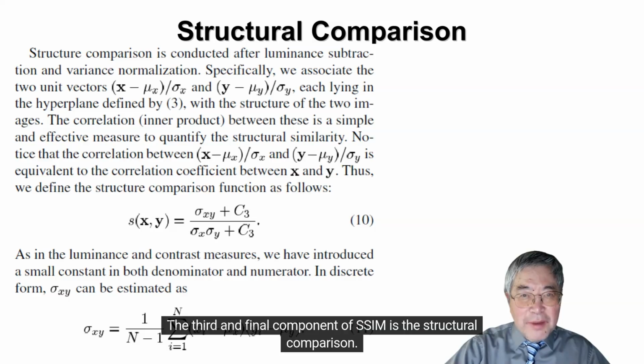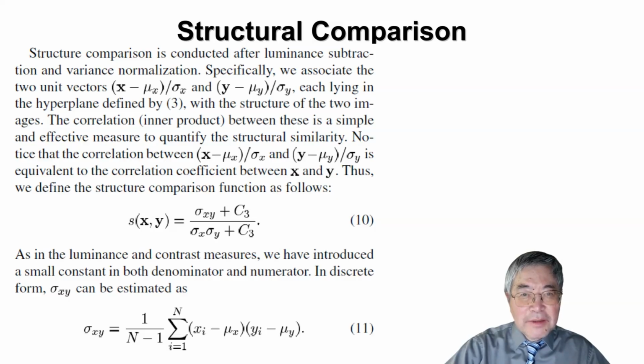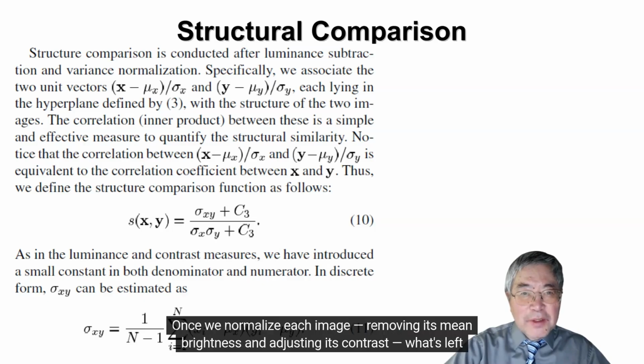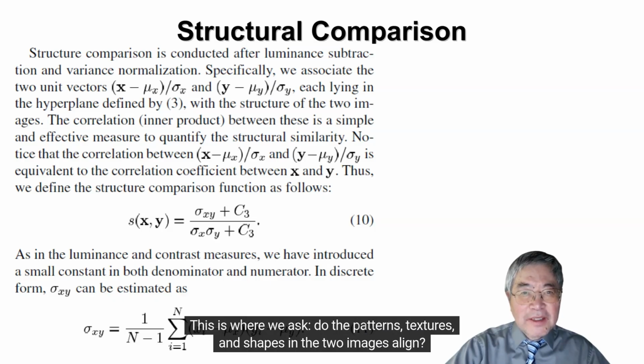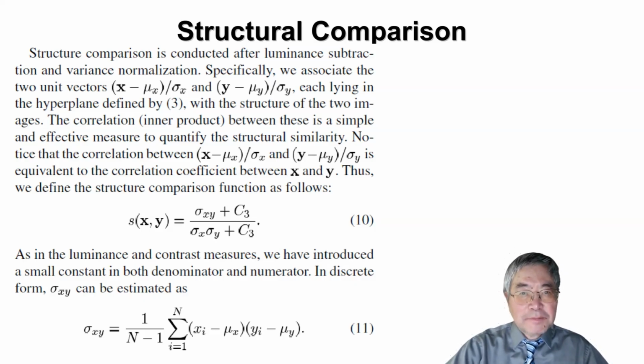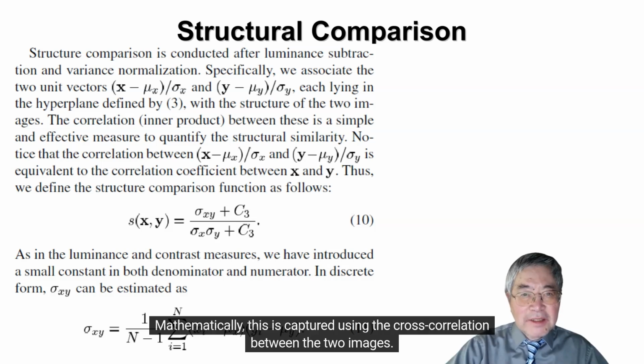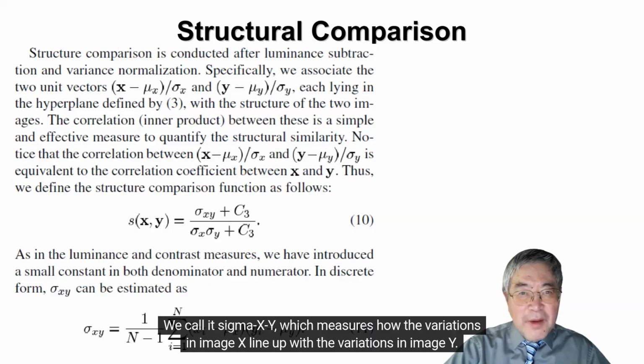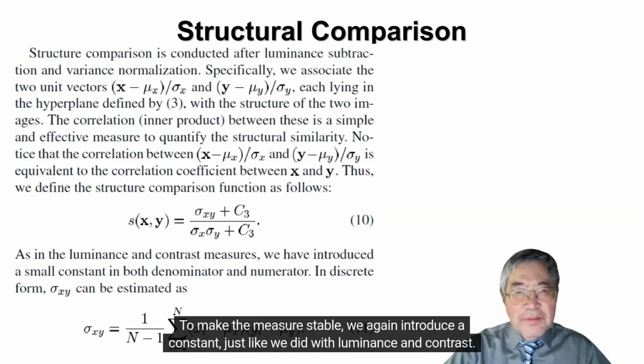The third and final component of SSIM is the structural comparison. Here's the idea. Once we normalize each image, removing its mean brightness and adjusting its contrast, what's left is essentially its structure. This is where we ask, do the patterns, textures, and shapes in the two images align? Mathematically, this is captured using the cross-correlation between the two images. We call it sigma xy, which measures how the variations in image x line up with the variations in image y. To make the measure stable, we again introduce a constant, just like we did with luminance and contrast.